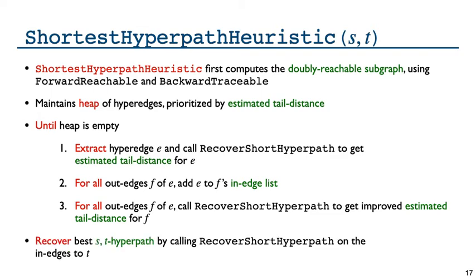Finally, once all hyperedges have been removed from the heap, we call recover short hyperpath on the inedges to the sink to recover the best ST hyperpath. Notice here all of the calls to recover short hyperpath in our heuristic.